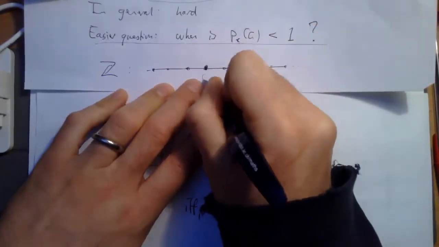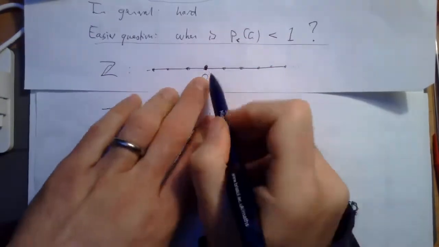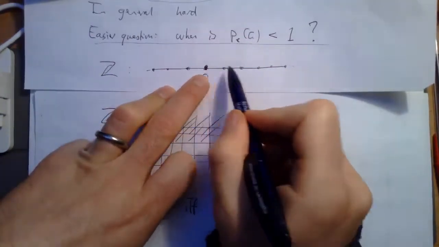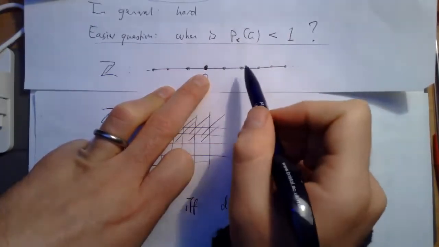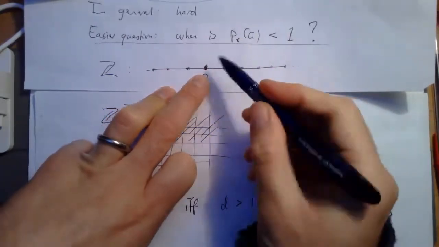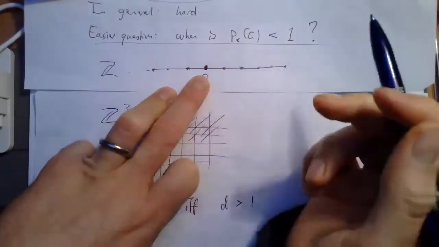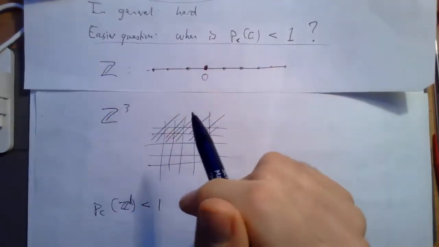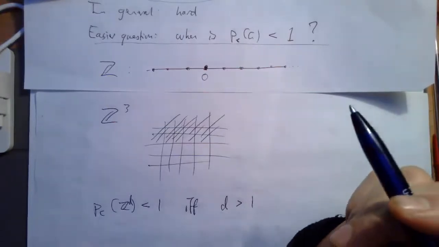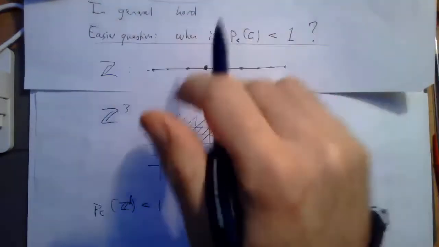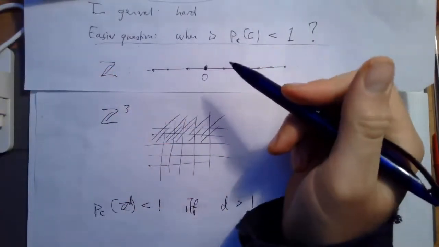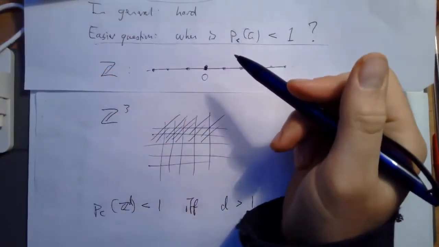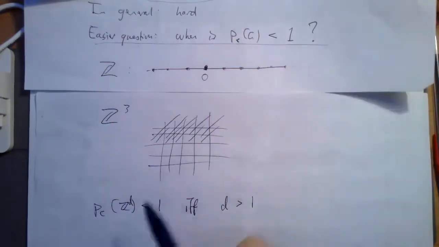If you fix maybe the zero vertex here in Z, if p is strictly less than one, the probability of deleting an edge is greater than zero, so you delete infinitely many edges in each direction. So you trivially are left with no connected components. Once you know that p_c of Z squared is less than one, it's also then very easy to see that p_c of Z to the d is strictly less than one for all d greater than two.